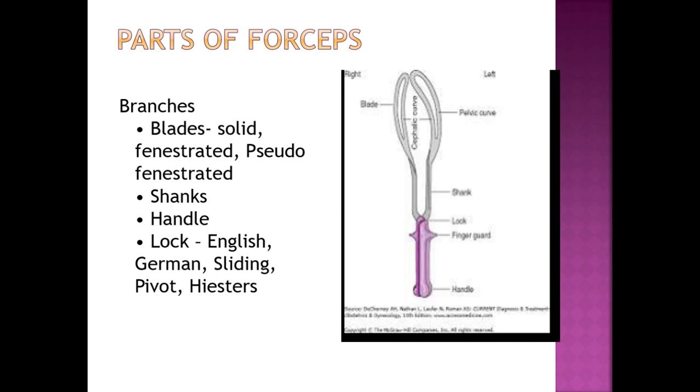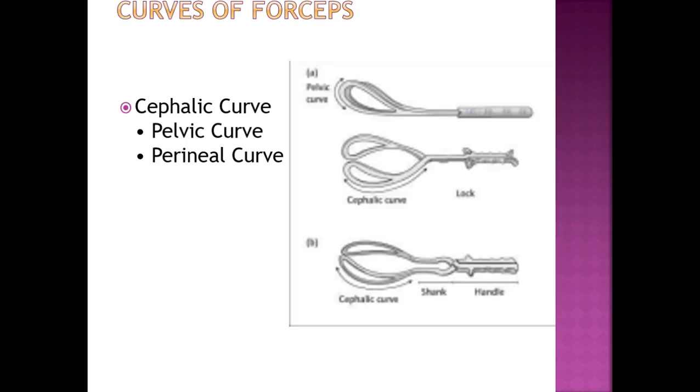Let's talk about an introduction to the parts of the forceps. This picture shows you the diagram of the parts of the forceps. From above, the blades are either solid, fenestrated, or pseudo-fenestrated. Then, the shank, which connects the blades with the handlepiece. The handlepiece has different shapes according to the type of forceps, with lock. The types of lock may be English, German, sliding, or pivot type. There are two types of curves of the forceps, the pelvic curve and the perineal curve, the pelvic curve inwards and the perineal curve outwards.